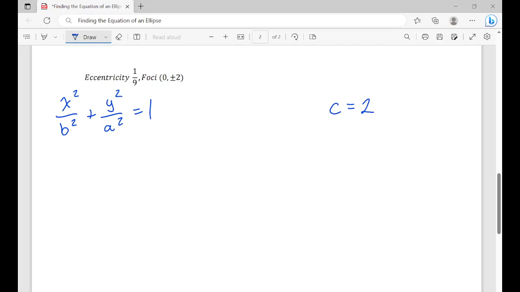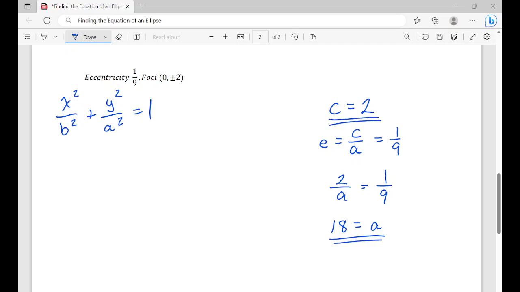But we know the eccentricity, e, is equal to c over a. Now, how can we figure it out? Well, we know that the eccentricity given to us is 1/9. So c over a is equal to 1 over 9. And we know that c is equal to 2. So we can say that 2 over a is equal to 1 over 9 and solve. So I can multiply the 9 over and multiply the a over, and I'm going to get 18 equals a. So I now know a.